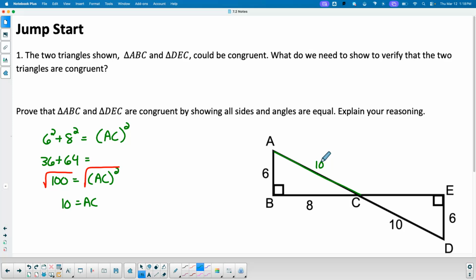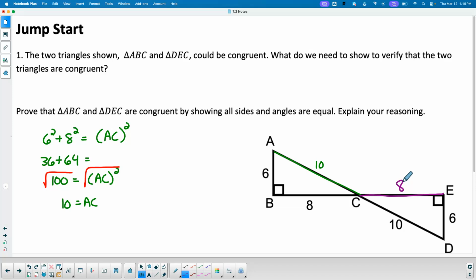Okay. On triangle DEC, I don't know this side length EC. How much is that going to be? 8, right? Because we've got 6 and we've got 10, we've got 6 and we've got 10. So this one's got to be 8 because it's a right triangle. Right? Okay. So do I have all of the corresponding sides equal? Yeah. So we've shown that.